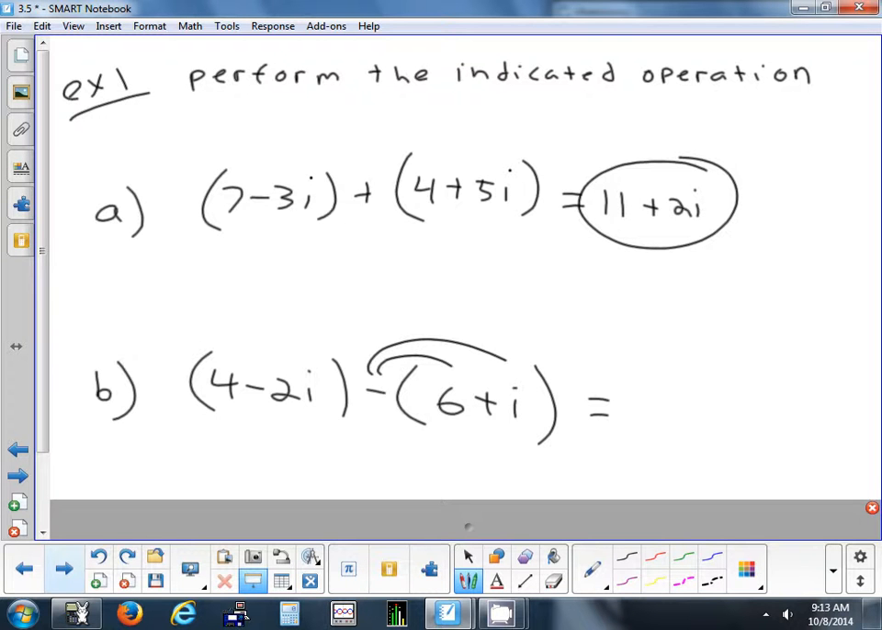Okay, Brandon, what would be my real part here? Yep, negative 2. And my imaginary part is going to be negative 2i minus i. Okay, Brian, what's negative 2i minus 1i? Negative 3i. Yep, negative 3i. Okay, so there's adding and subtracting.